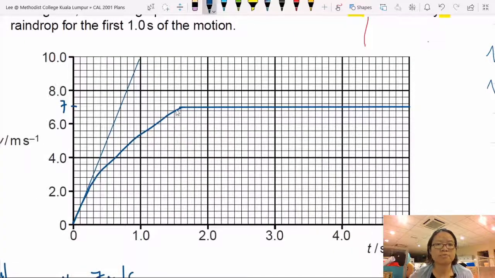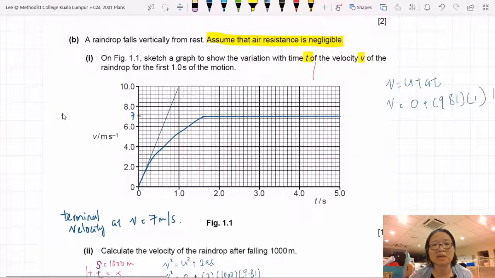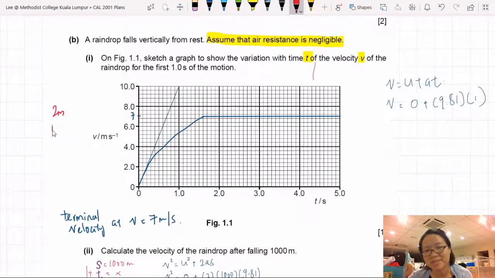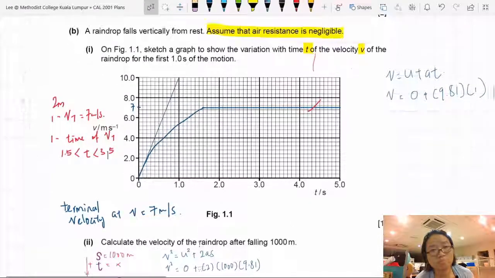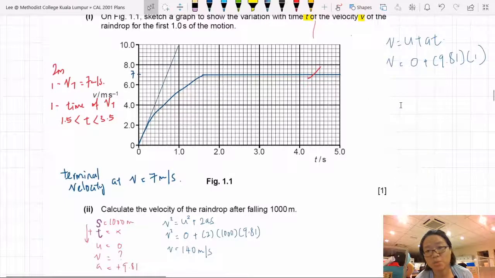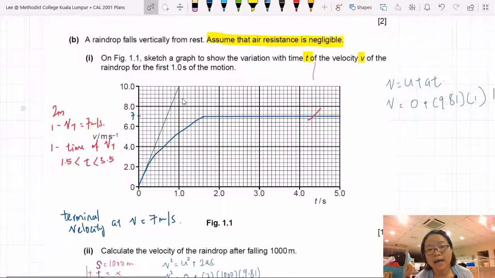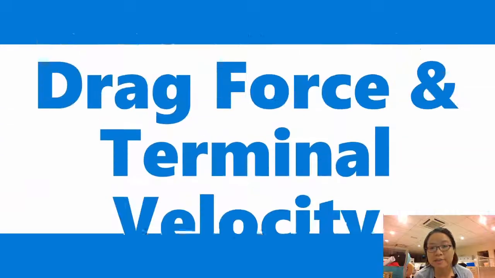Okay, so again, the area under the curved portion should look about double the area of the triangle. I'm just estimating. Anyway, it's 2 marks. So 1 mark is when your terminal velocity is 7. And because the time is very big, the time for you to hit terminal velocity is between 1.5 to 3.5, pretty large. Anyway, you cannot really tell the time when it hits terminal velocity because you don't have enough information.